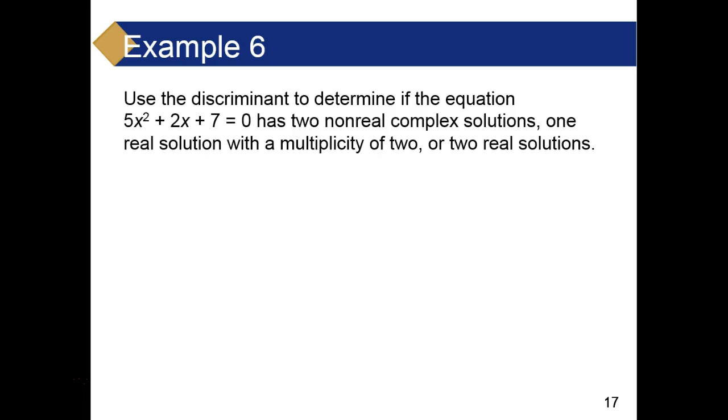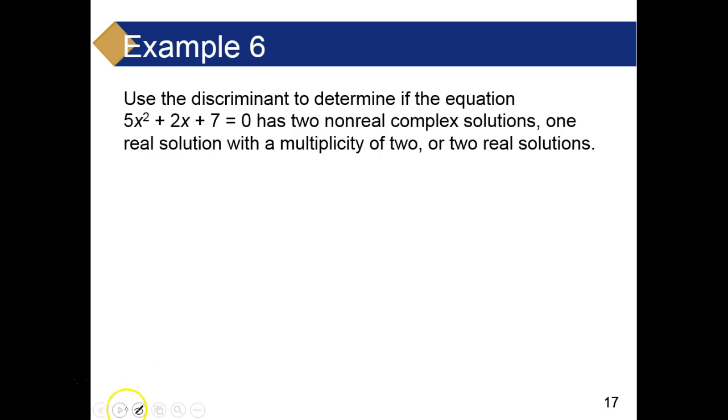Okay. So let's do example 6 here. Use the discriminant to determine if the equation 5x squared plus 2x plus 7 equals 0 has 2 non-real complex solutions, in other words, no real solutions, 1 real solution, with a multiplicity of 2. We haven't talked about that, but that is true. Or 2 rational solutions or 2 irrational solutions. Both of those would be real solutions. So you take it one more step, rational or irrational. Okay? How would you do it?